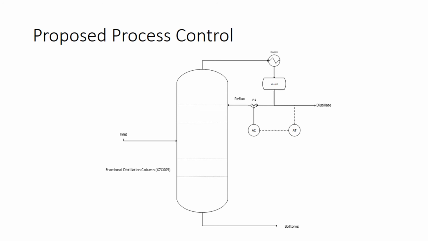If the sensor detects a low concentration of myristyl alcohol in the distillate, the control valve will open to increase the reflux flow rate, or vice versa. The reflux flows back to the fractionation column for further fractionation to obtain a higher composition of myristyl alcohol in the distillate.